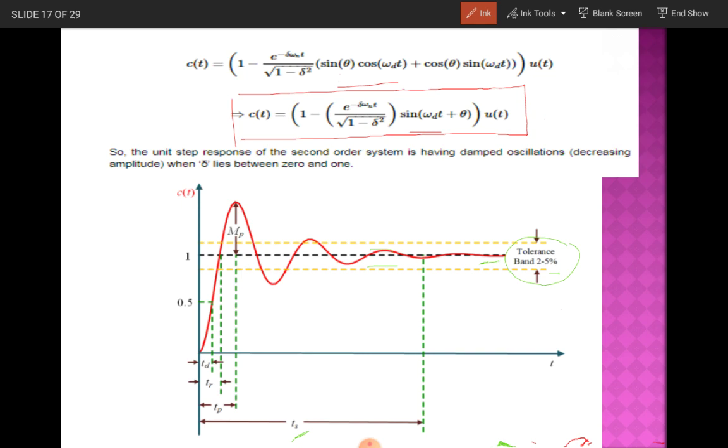So these are all the time domain specifications, that is rise time, peak time, settling time, and peak overshoot. Peak overshoot can be obtained from the difference of the first peak magnitude and the final steady state value. It is represented as Mp. These are some of the time domain specifications that can be derived from the second order system.